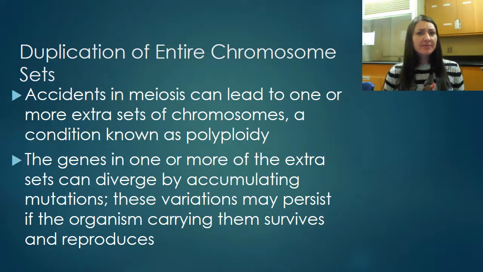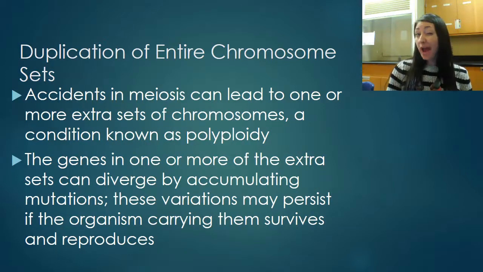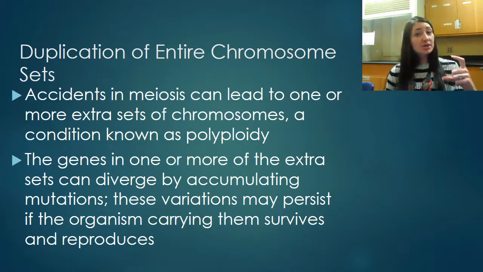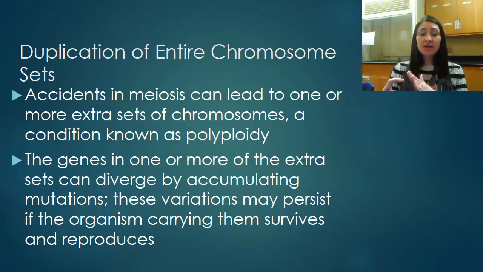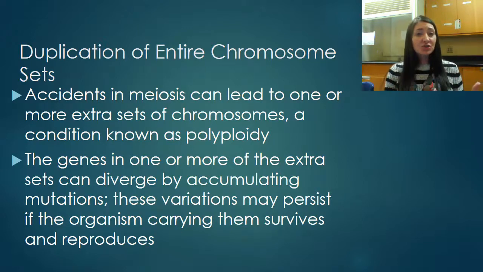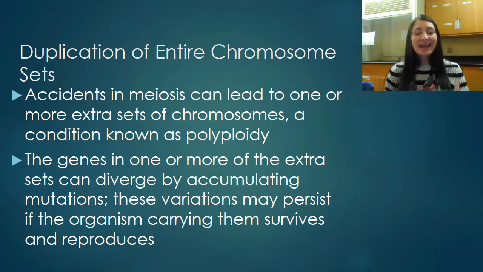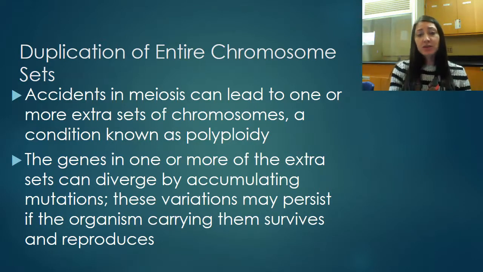So we know that a duplicating event in a chromosome occurs as an accident in meiosis. So this can lead to one or more extra sets of chromosomes, which we consider the condition to be polyploidy. Genes in one or more of the extra sets can then diverge by accumulating mutations. So you have one functioning copy and then you have another copy that can be subject to mutations, and so it changes. And if those changes to the gene are beneficial, you tend to see those variations persisting in the organism, and that is if the organism survives its environment and survives to reproduce. Those traits then get passed along down the chain.